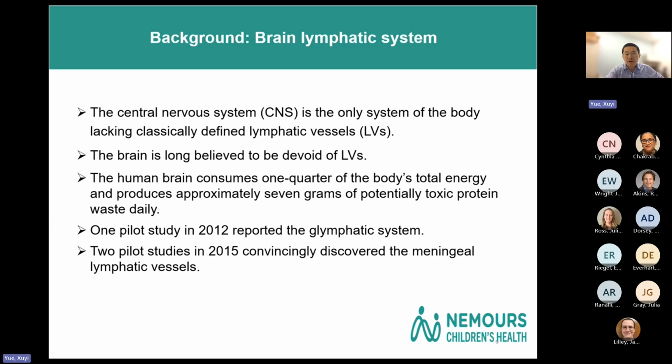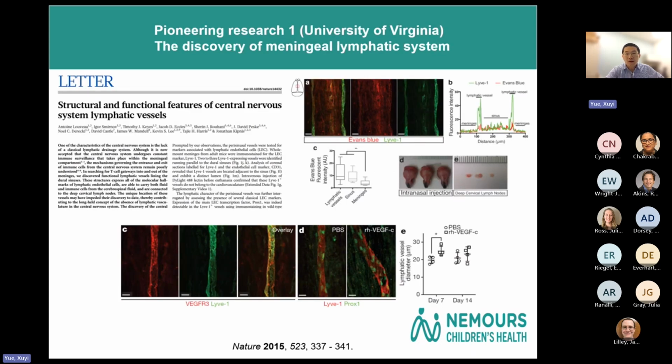The second paper, two concurrent papers, appeared in 2015. They gave the first report regarding the meningeal lymphatic system. So this is the first pilot study regarding the discovery of the brain lymphatic system. The key takeaway is that they used optical imaging. They just injected fluorescent dye into the brain to look at the flow rate of the lymphatic vessels.